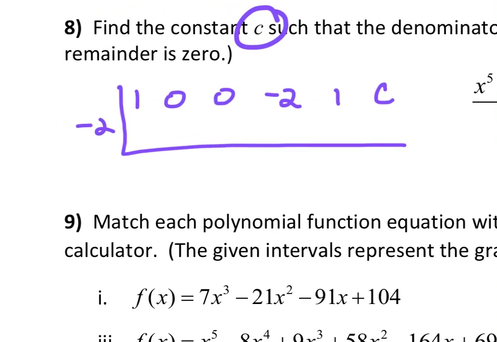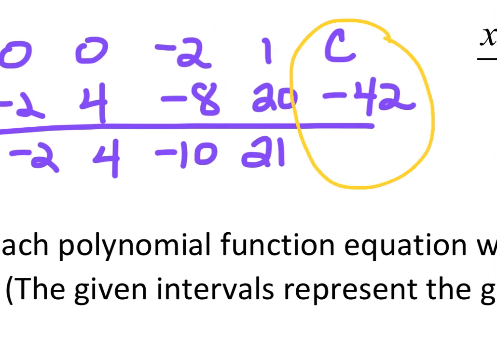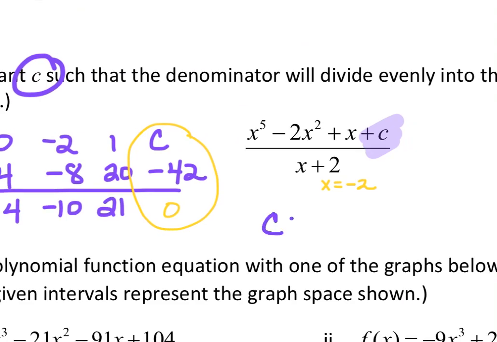I'm dividing by -2. Bring down the 1. 1 times -2 is -2. 0 plus -2 is -2. -2 times -2 is +4. 0 plus 4 is 4. 4 times -2 is -8. -2 plus -8 is -10. -10 times -2 is +20. 1 plus 20 is 21. 21 times -2 is -42. And this is where you want to really look closely. What should C be to make your final outcome 0? Well, you want C to be equal to +42. So your answer here is +42.